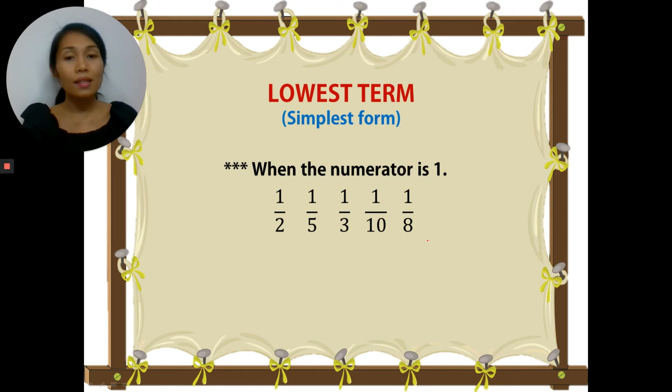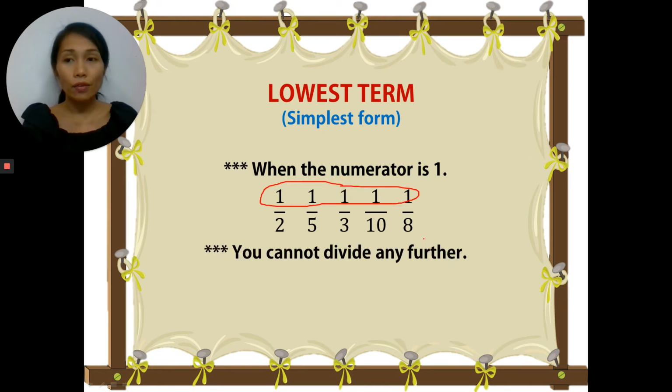Then that is already in lowest term. Okay, you see their numerators are all 1 here. Next, when you cannot divide any further, even if the numerator is not 1, there's no more factor you can divide to the numerator and the denominator, and then that is already in lowest term.